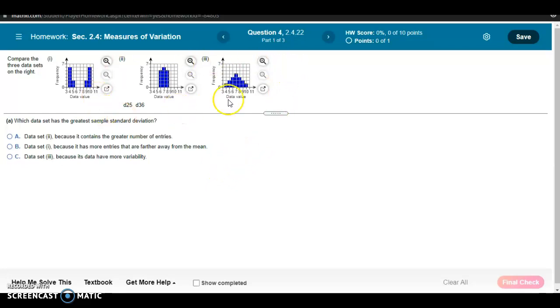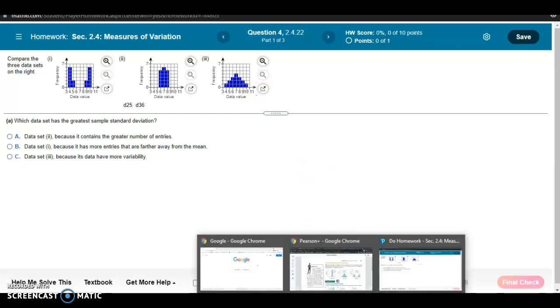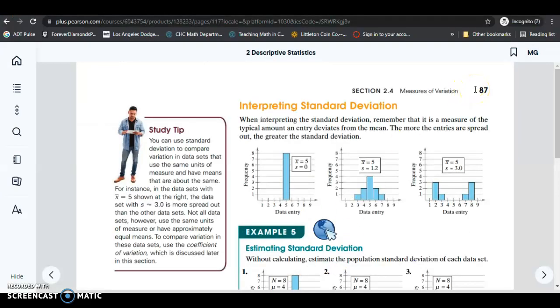So this question, which is question number 4 in section 2.4, is a lot like the last problem we did in the previous video. If you want more information about how to answer this type of question, you can go to the book on page 87, and it talks about how to interpret the standard deviation of a data set by looking at a graph of that data.